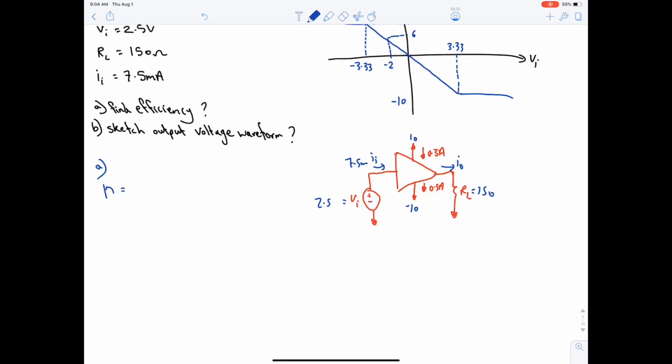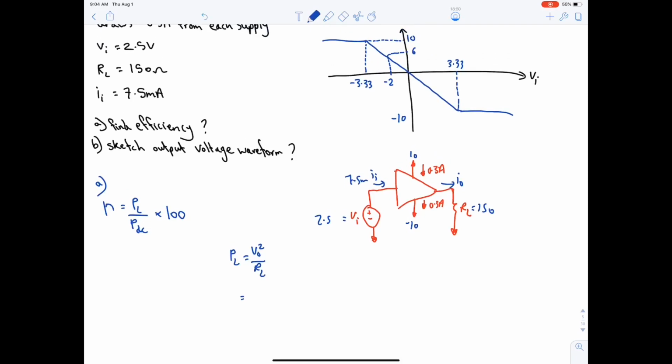Efficiency, which is what? P load over PDC multiplied by 100. P load is V output squared over RL. What's V output? We do not have it. Let's find it out. Now, we can get V output from AV, correct? Because it's V output over V input and we have V input, but we do not have AV. But think about it. What's AV? AV is the slope. So if you can find the slope, then you have AV. How can we find the slope? Simple mathematics. It's just 2 points.